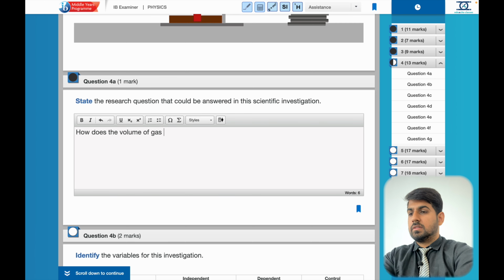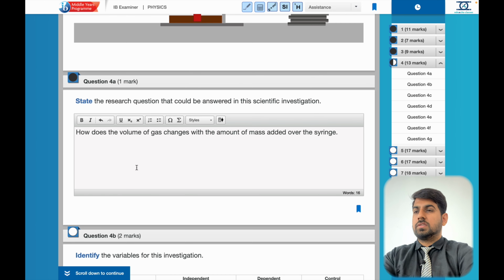gas change with the amount of mass added, or you can say the weight. So we can say, how does the volume of gas change with the amount of mass added over the syringe. Okay, so this is your research question that could be answered in this investigation.